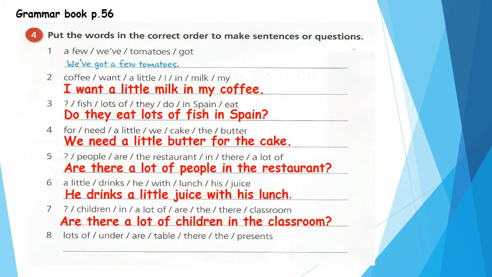Number 8. Lots of, under, our, table, there, the presents. Okay. Here it's a sentence. So we'll start by, yes, we'll start by there are. There are lots of what? Presents. The noun presents. Where? Under the table. So we'll say what? There are lots of presents under the table.